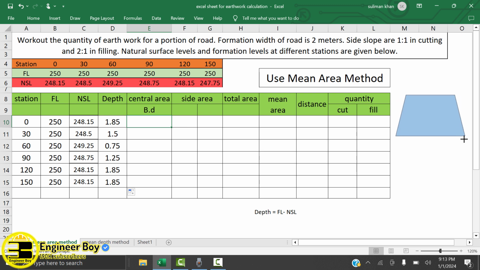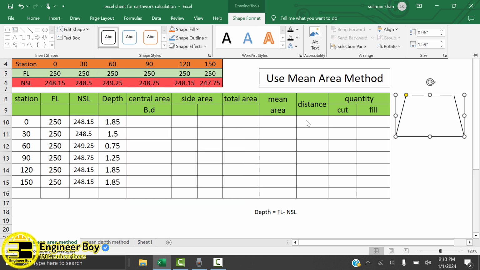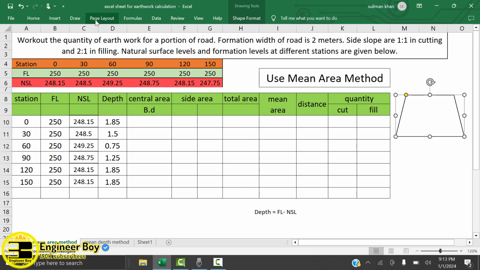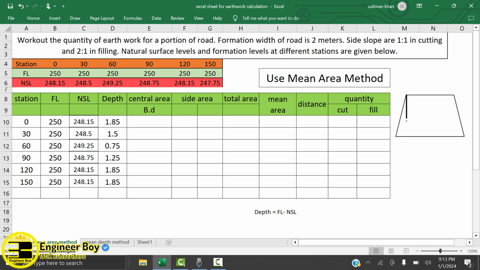This is the same thing as you can see, and let me just make it a little bit of this style. So as you can see, if I just need to draw the center, from there to this point and from here to there, these are actually triangles at both sides. Now this is the central area, and this can be actually BD, and B is the formation width that is known, which is of course just 2 meters.